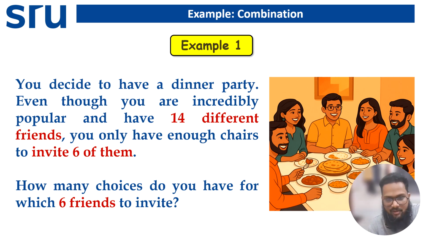So this is the first step: by seeing the problem, you have to understand which method you are going to use. Here we are using combination. Now second, we decide whether we are using repetition or without repetition.